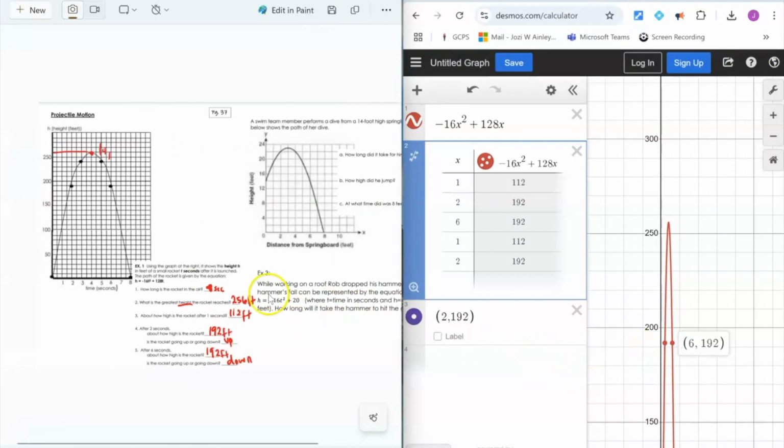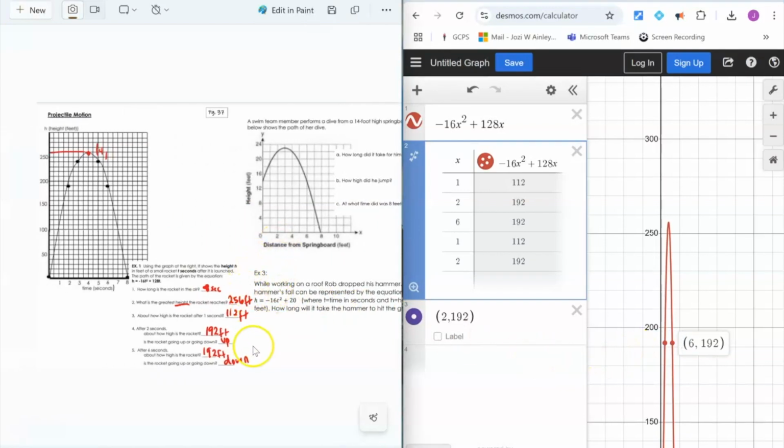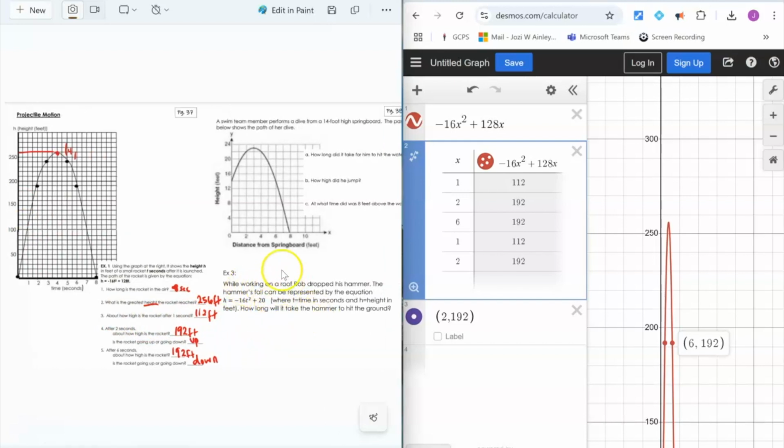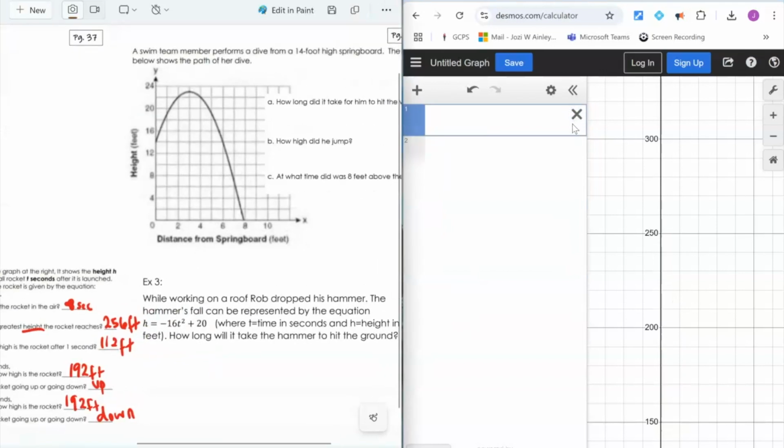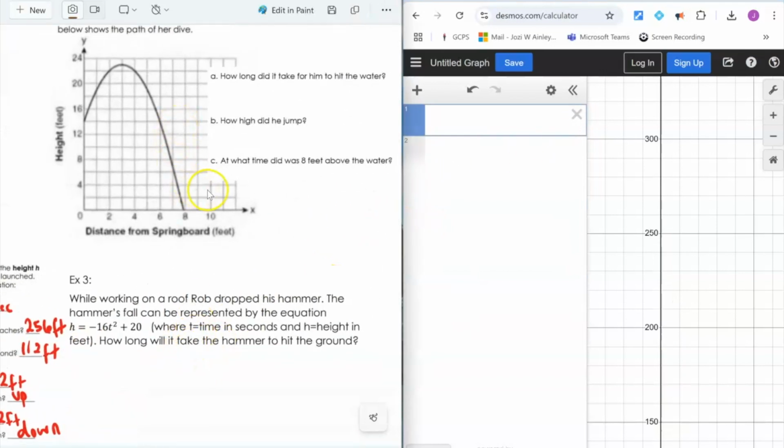All right, and that's pretty much all there is to projectile motion. So I'm going to do one more example, and then you can do the last one. So I'll do example 3 since there's no graph. So again, if there's no graph, remember you're just strictly typing it into the calculator. So I'll do 3, and then you can do 2.